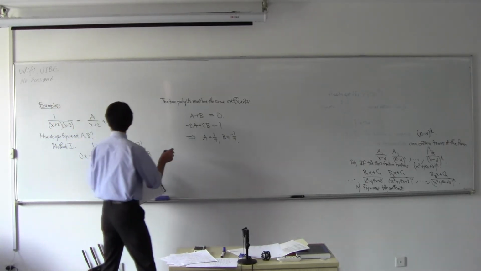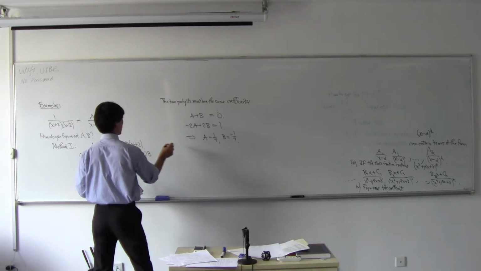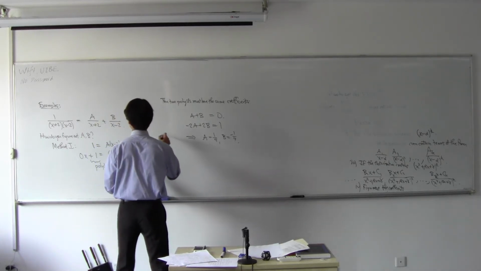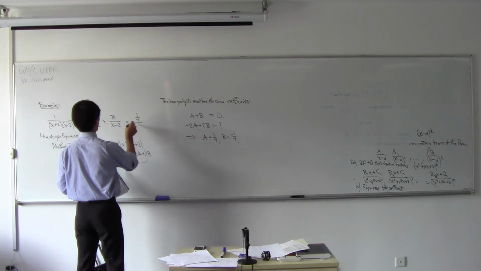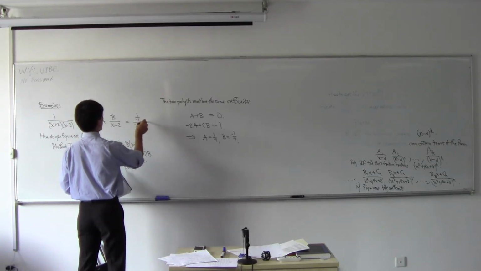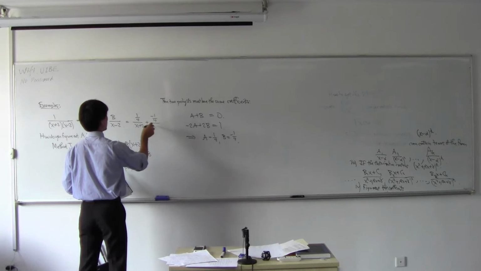Okay, so that gives you your expansion, that gives you your decomposition. This is going to be 1/4 over x plus 2 plus negative a fourth over x minus 2.